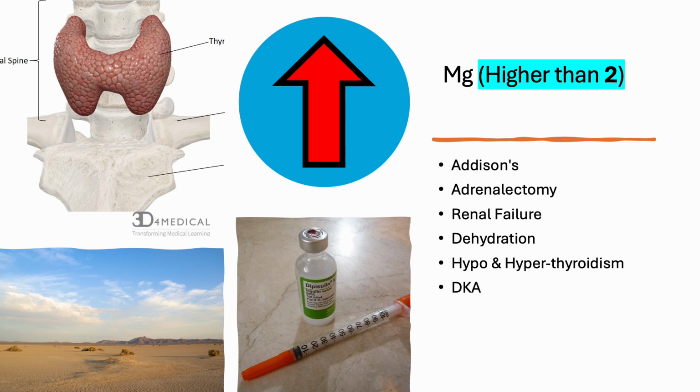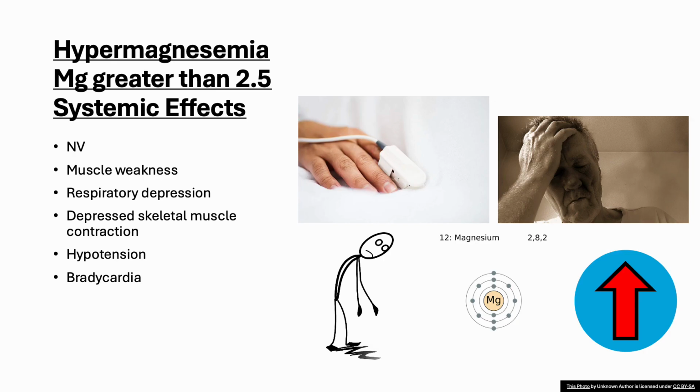Factors that increase magnesium, so a level higher than 2, are Addison's, adrenalectomy, renal failure, dehydration, hypo and hyperthyroidism, and diabetic ketoacidosis. High magnesium levels greater than 2 or 2.5, systemic effects are nausea and vomiting, muscle weakness, respiratory depression, decreased skeletal muscle contraction, hypotension, and bradycardia.